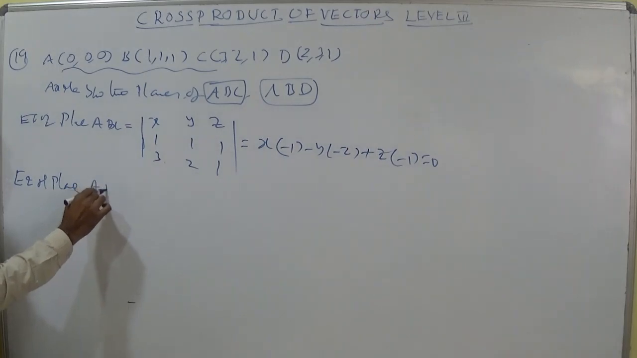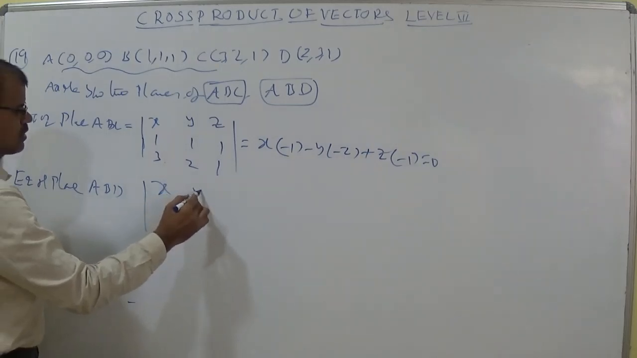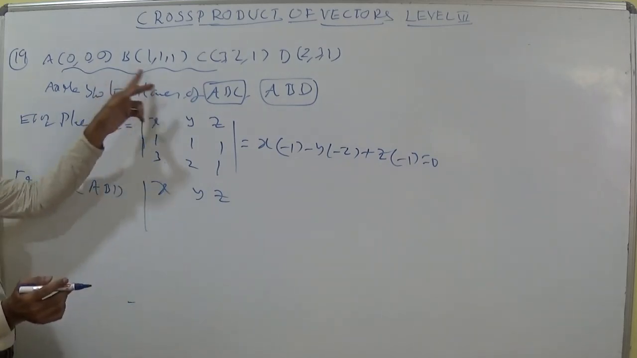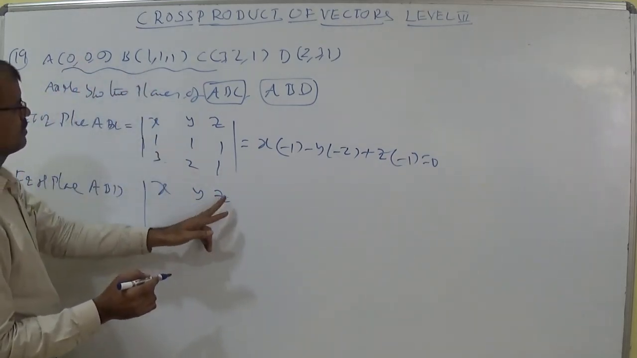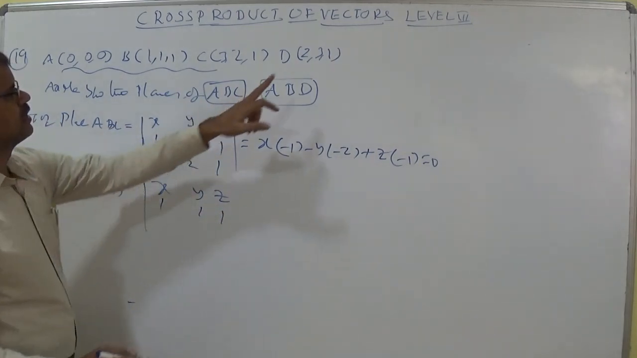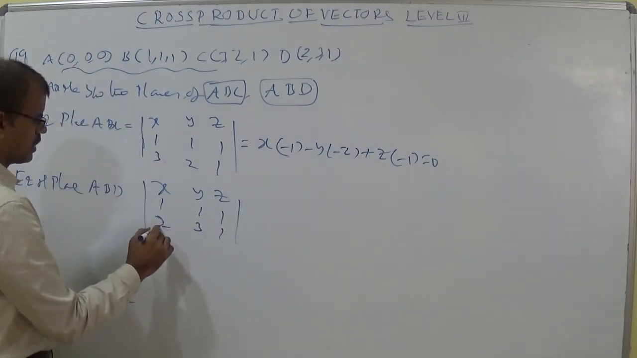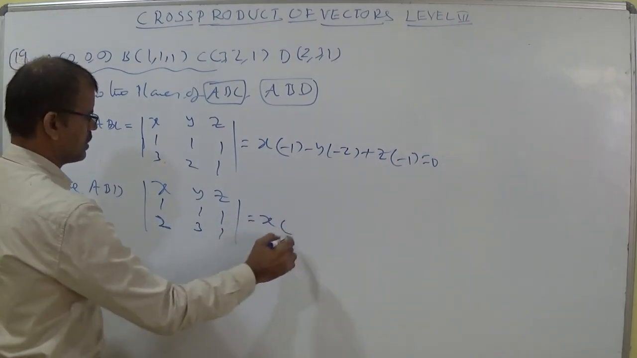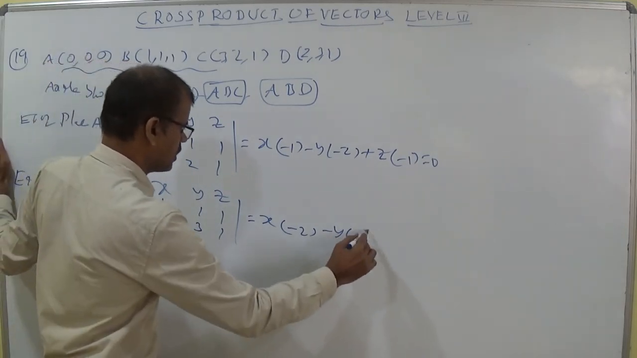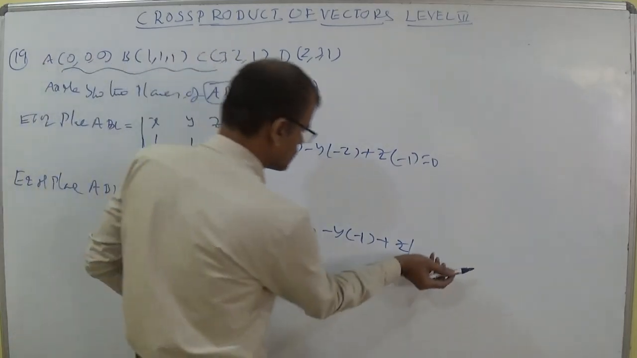Next, the equation of plane ABD. In the same way, you can write x, y, z. ABD means B minus A and x minus 0, y minus 0, z minus 0 we have written. Next B minus A is the same, 1, 1, 1. D minus A you should write: 2, 3, 1. So now calculate the determinant: x into (1 minus 3), so minus 2, minus y into (1 minus 2), here minus 1, plus z into (3 minus 2), it is 1.